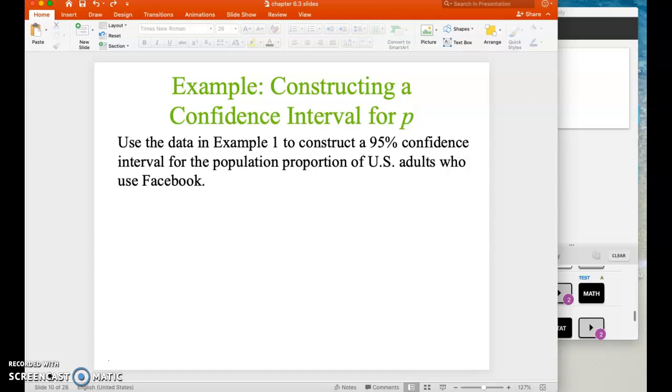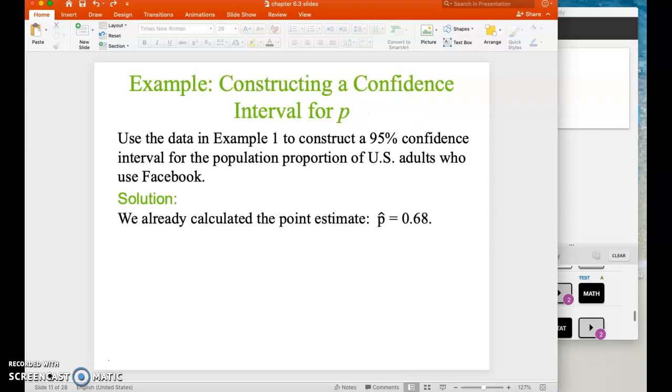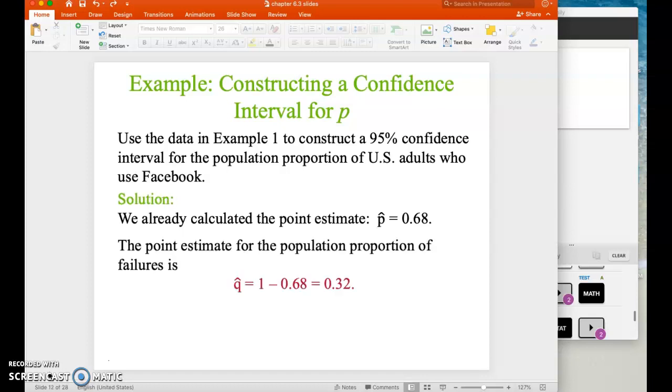We want to use the data in example 1 to construct a 95% confidence interval for the population proportion of U.S. adults who use Facebook. Remember from our previous example that we already found our P hat value, or a point estimate, which is equal to 0.68. Our next step is to use that point estimate to calculate our Q hat value, or the population proportion of failures. So Q hat equals 1 minus P hat, which is 1 minus 0.68, and gives us 0.32.